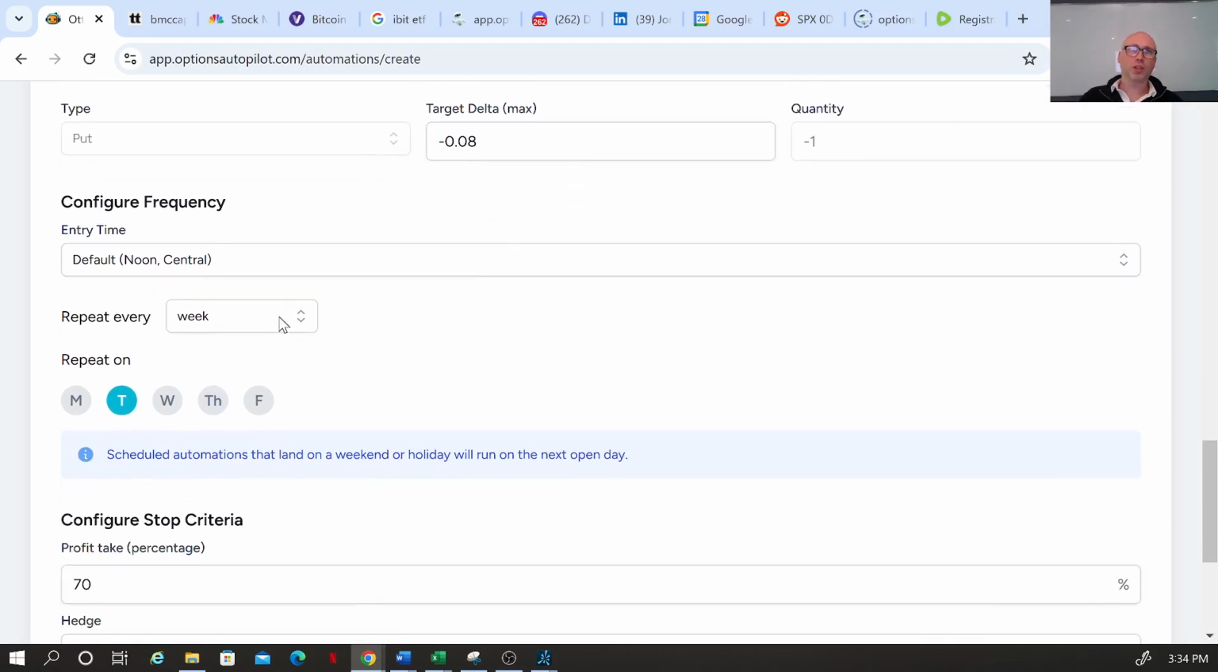And here's where you'd set your frequency. You basically set on a weekly basis. I want to do it on Tuesdays. You can choose whatever. I don't think that there's any study that's shown that it's a better day of the week to put on a 111.